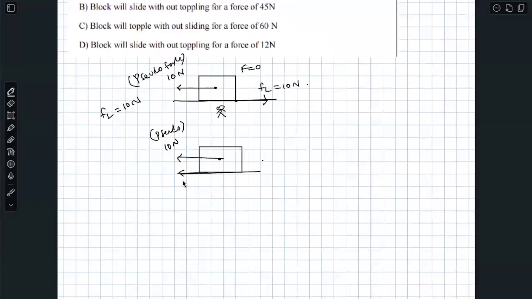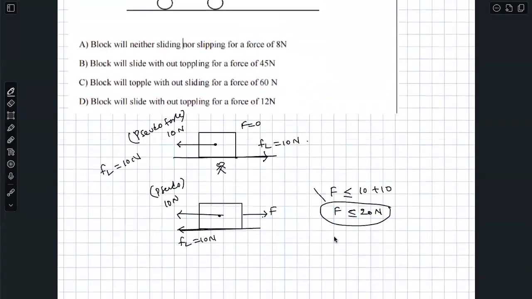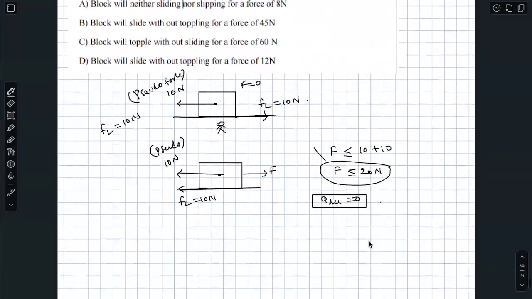And now the limiting friction changes the direction to this side, 20 Newton. And that is F. Your F must be less than or equal to 10 plus 10. Okay? Yes or no? In that case, F is less than or equal to 20 Newton. If your force is less than 20 Newton, what will happen is A relative will be 0, because this will adjust according to this force.